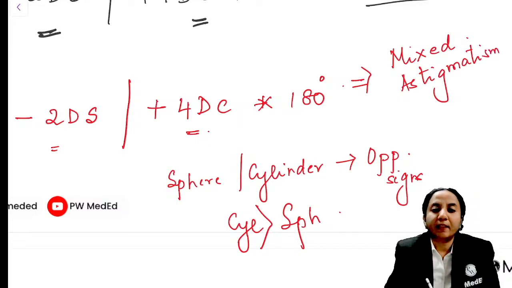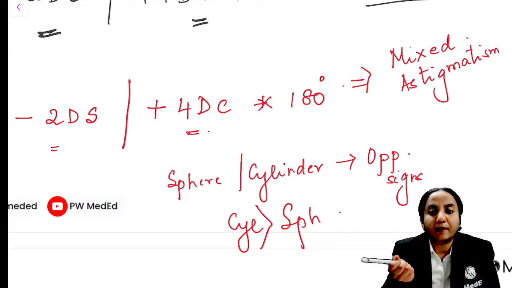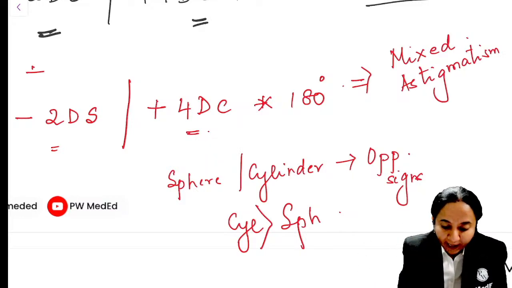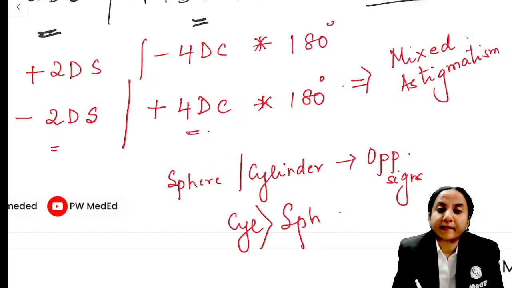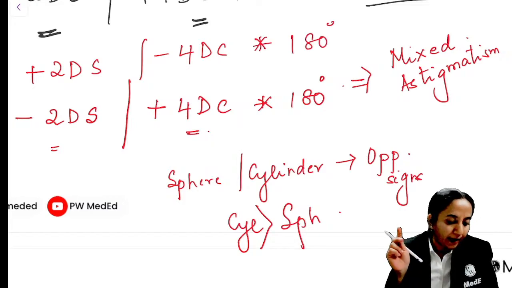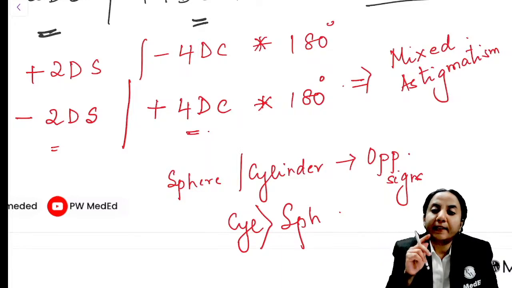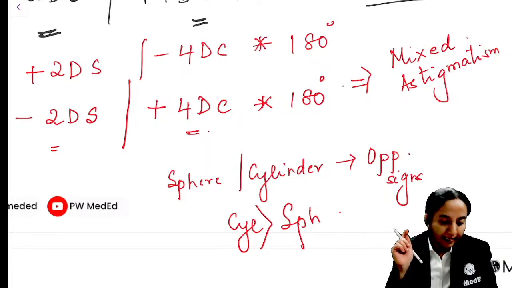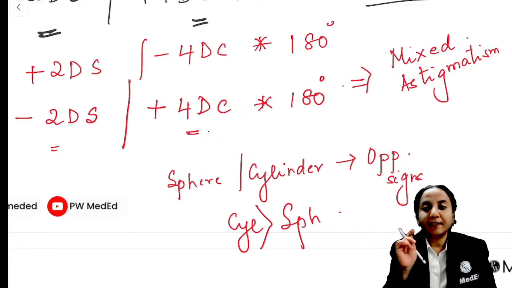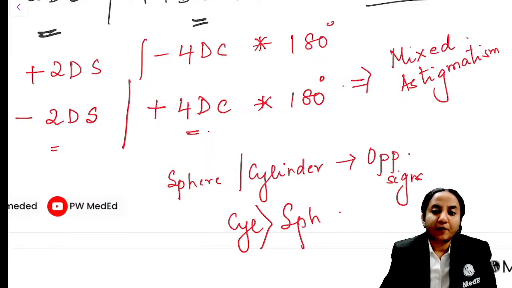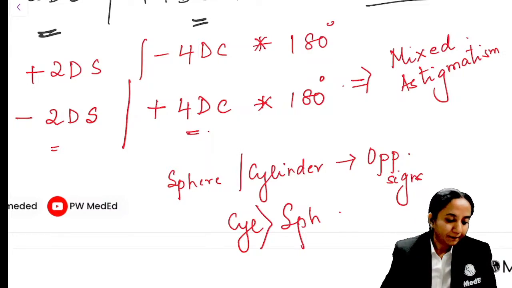So what did we see in this prescription? There is a minus sphere with a plus cylinder, or it can be the opposite also, a plus sphere with a minus cylinder. Whatever it is, if the sphere and the cylinder are of opposite signs and the cylinder is greater than the sphere, then this is a prescription of mixed astigmatism. Tell me, is this clear to everybody? Has everyone understood what the prescription of mixed astigmatism looks like?